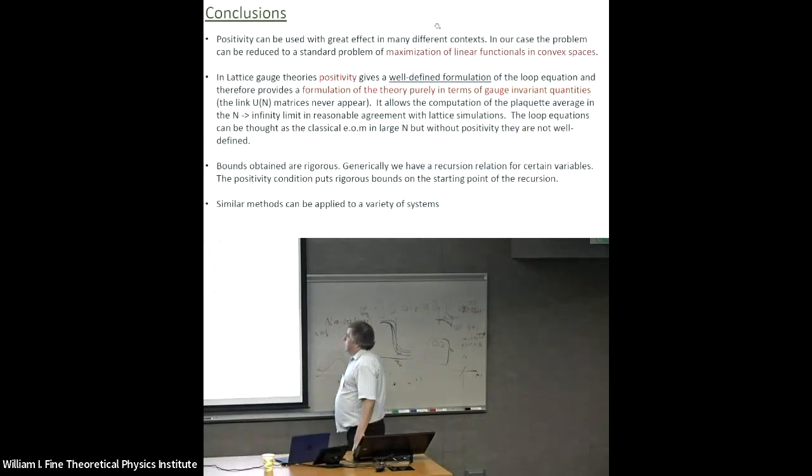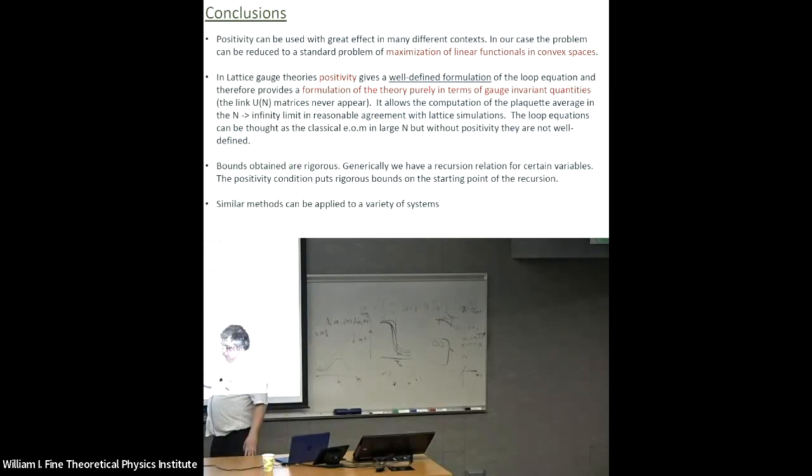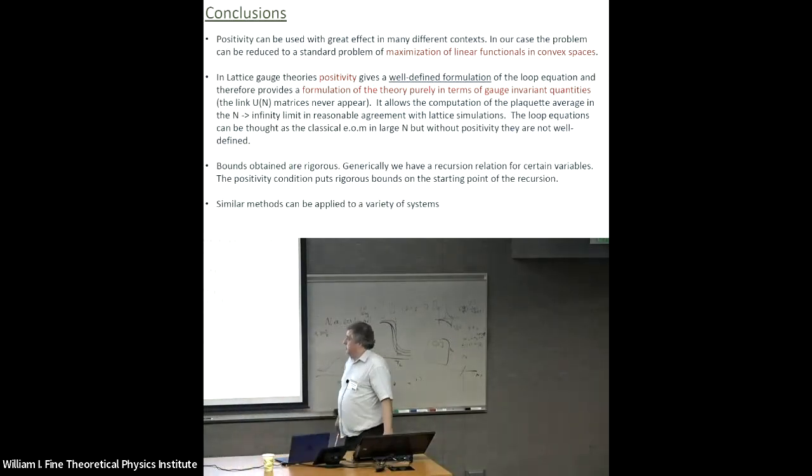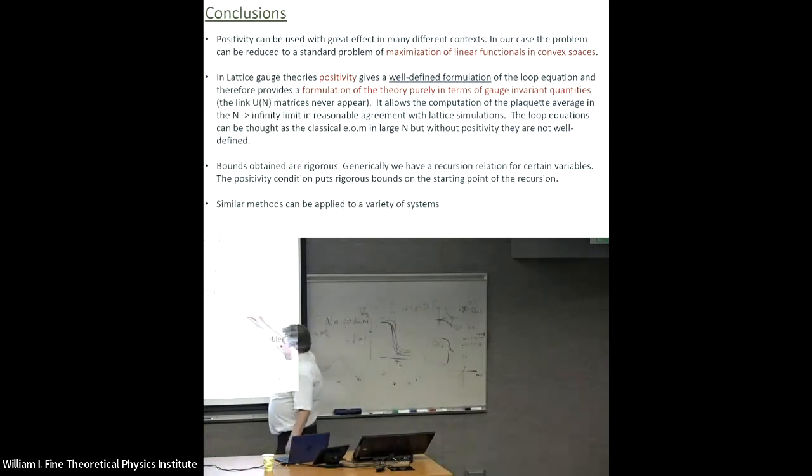Okay, so I'm basically done. To conclude, this positivity can be used with great effect in many different systems, reducing problems to the maximization of linear functions in convex spaces. We did it for the lattice gauge theory, and I would like to argue that using the loop equation of Migdal and Makeenko plus this positivity, you get a well-defined formulation of lattice gauge theory in the large N limit, purely in terms of Wilson loops with no reference to the gauge degrees of freedom.